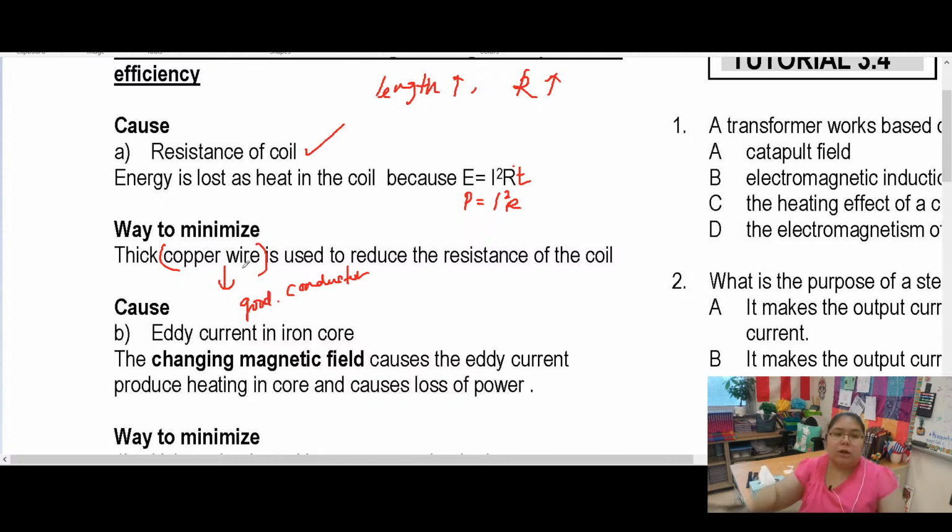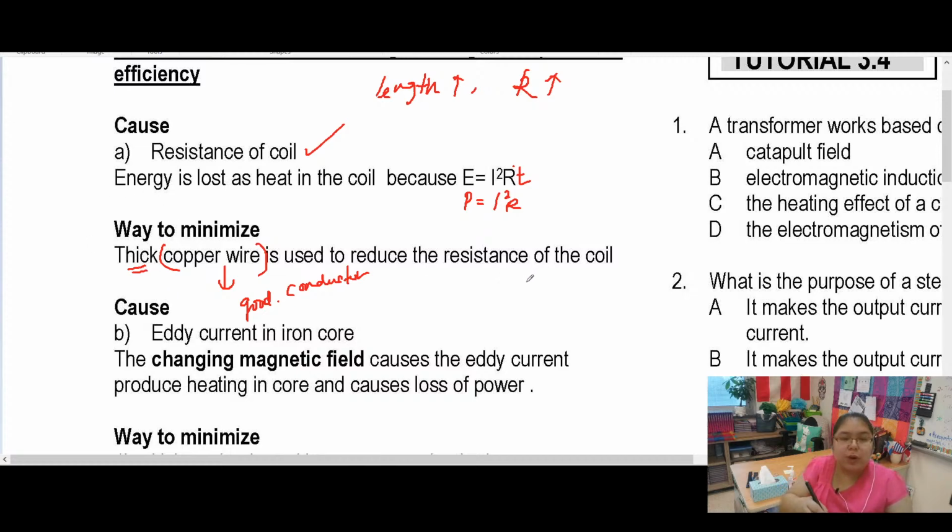Okay, copper wire. First, we choose the type of wire, copper. If you choose aluminium, aluminium is too expensive. Normally we choose the copper wire, a good conductor wire. The next one, you can say, is the thick copper wire.